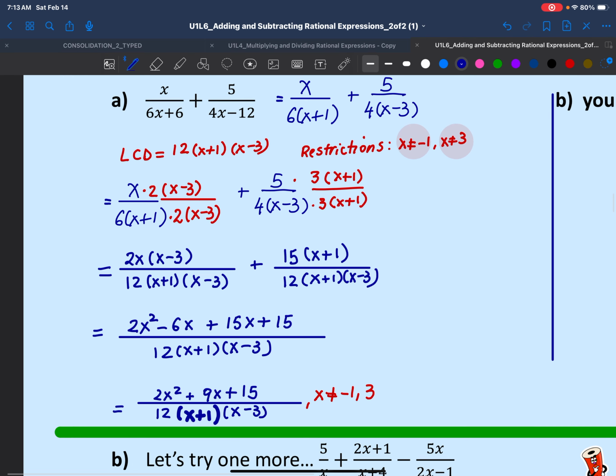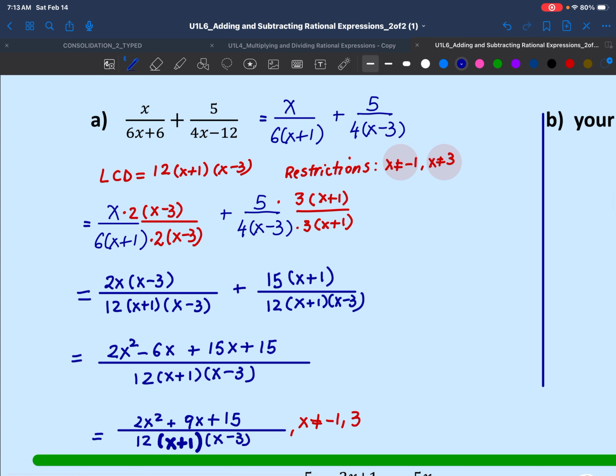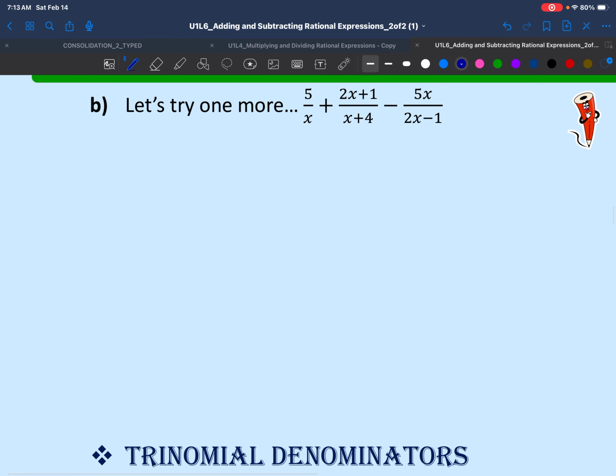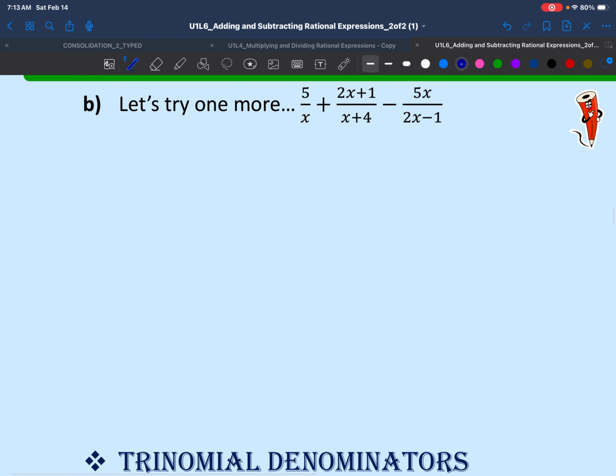So this would be the final statement, and that's how we add and subtract rational expressions with different denominators. We're going to give it another try in our next example when we are looking into adding and subtracting at the same time, not just two but three rational expressions. So let's get to work.